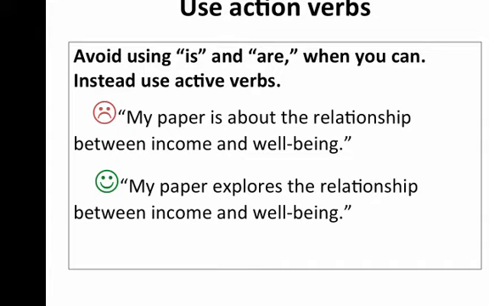Okay, so avoid using is and are when you can. Instead, use active verbs. So frowny face says, "My paper is about the relationship between income and well-being." All right, well, that sounds kind of interesting. It's more engaging, though, to say, "My paper explores the relationship between income and well-being." I would rather explore something than just be told it is.